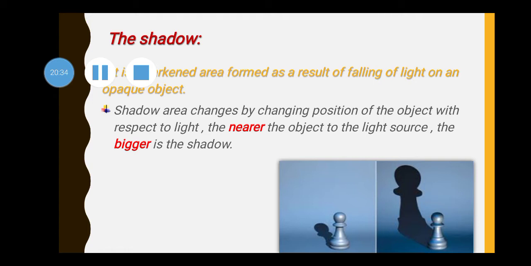And we have two cases. If we bring the source of light closer to the object, we will see a bigger shadow. But if we put the source of light away from the object, we'll see a smaller shadow. So the nearer the object is to the source of light, the bigger the shadow will be, and the further the object is from the light source, the smaller the shadow will be. Again, the shadow is a darkened area which is formed as a result of light falling on an opaque object.